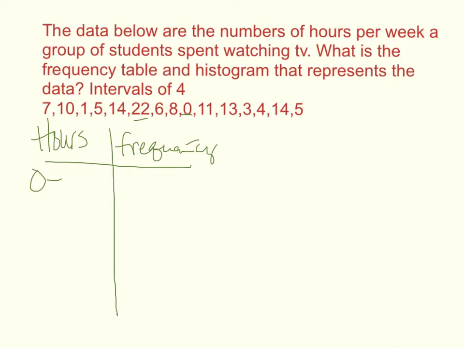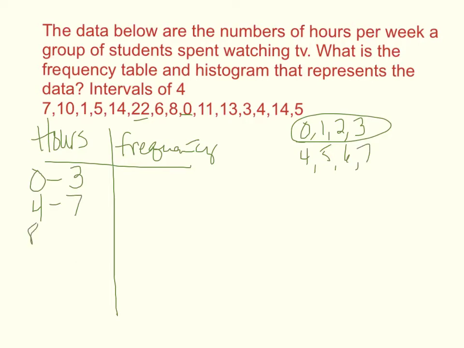So remember, you have to count. If I want intervals of 4, I'm starting with 0. I have 0, 1, 2, 3. That gives me 4 numbers. Okay, so my next interval is going to start at the next number, which is 4. So I want 4, 5, 6, and 7. Okay, and then we got 8.